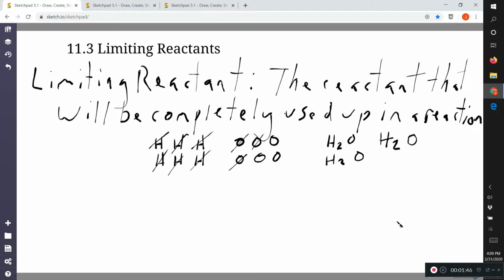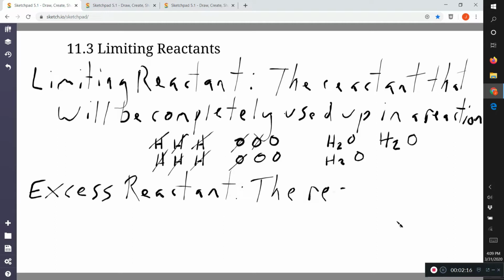And we can't make any more water. We're out of hydrogen. We have some extra oxygen left over. So in this situation, hydrogen is our limiting reactant. We are limited by how much water we can make based on how many hydrogen atoms we have. So what is the extra oxygen called? That's called the excess reactant, and it is simply the reactant that is not used up in a reaction.